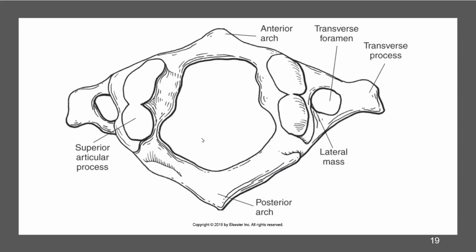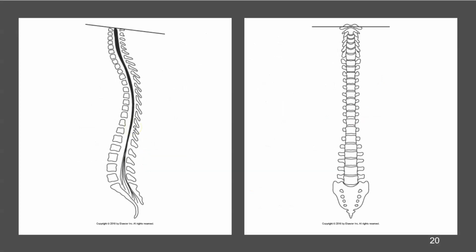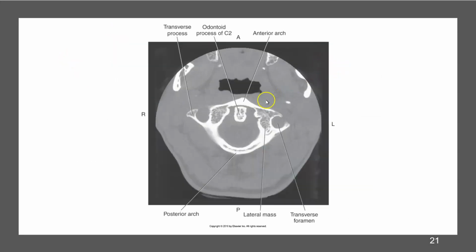So looking at the C-spine, we have the anterior arch, the transverse foramen, and that's where your verts run. And here is your transverse process. Here's your lateral mass, your posterior arch, and superior articular process. So you can see how high up we are. And looking here at a CT, this is our anterior arch, this is our lateral mass, our transverse foramen. Here's our posterior arch and our transverse process, and here's your odontoid.